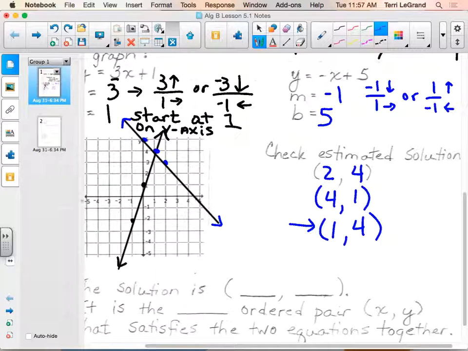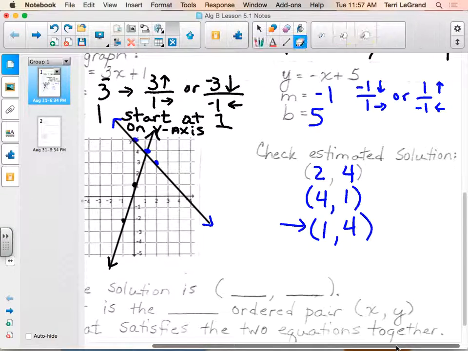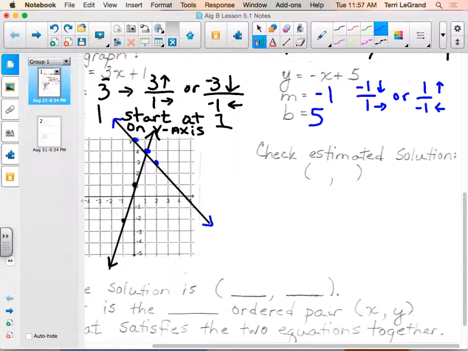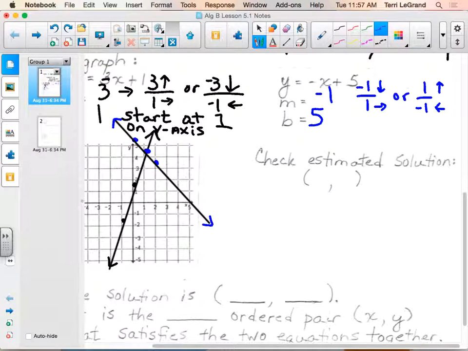So we're going to say that the solution is 1, 4. 1, 4 is our solution. We have to check it. Here's how we check it.